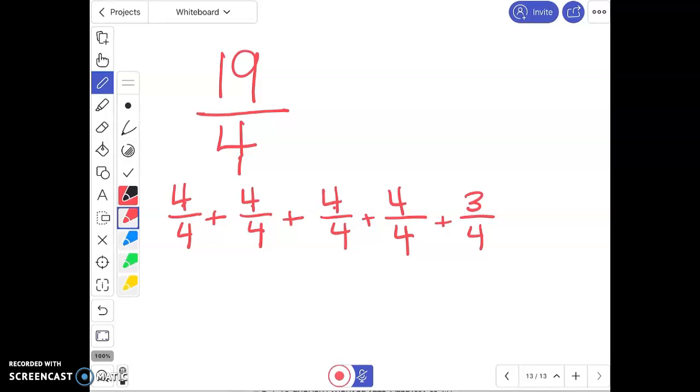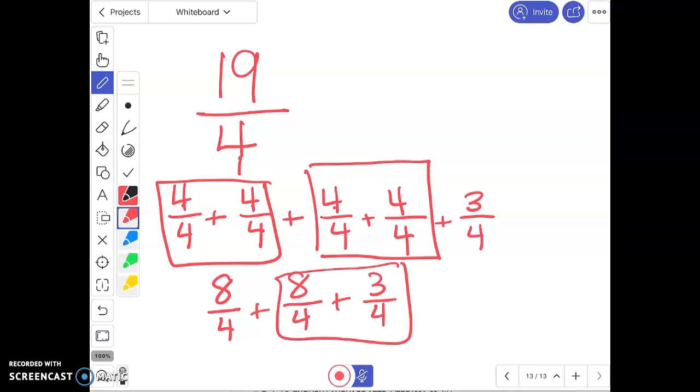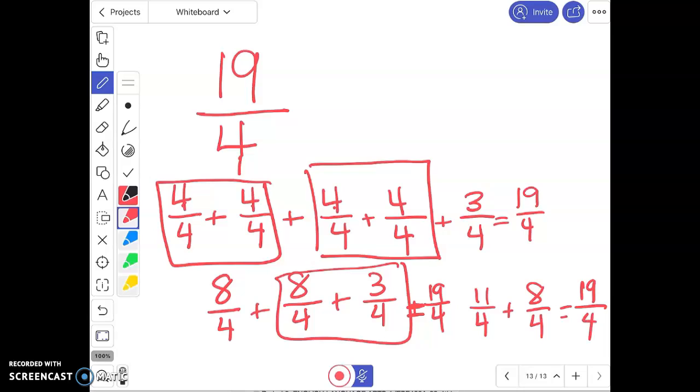Another way could be, I could put these together if I wanted. 8/4 plus 8/4 plus 3/4. That would work. I could put other things together. I could say it's 11/4 plus 8/4. All of these things, if I add this together, I get 19 fourths. If I add this together, I get 19 fourths. If I add that together, I get 19 fourths.